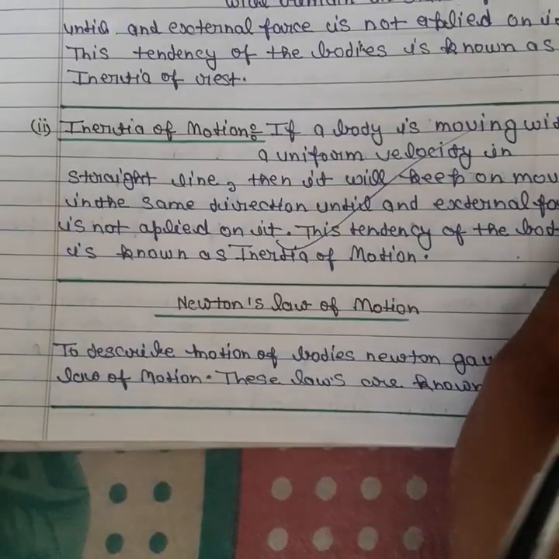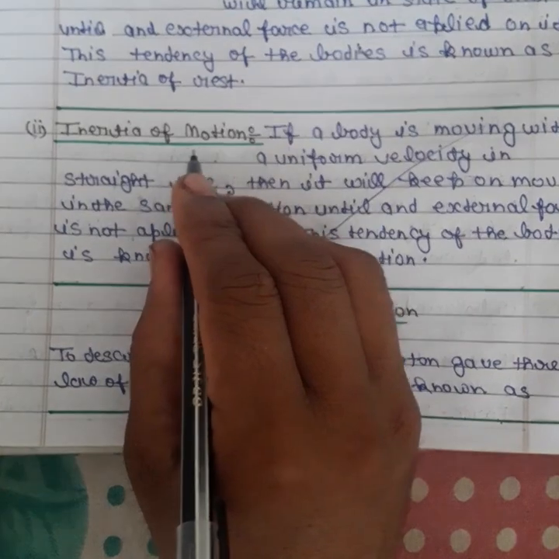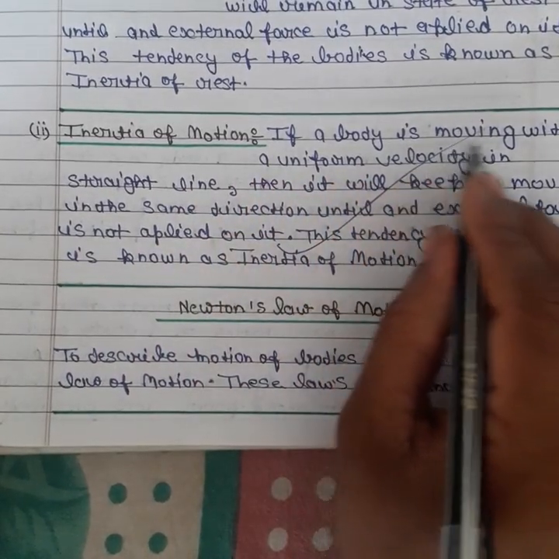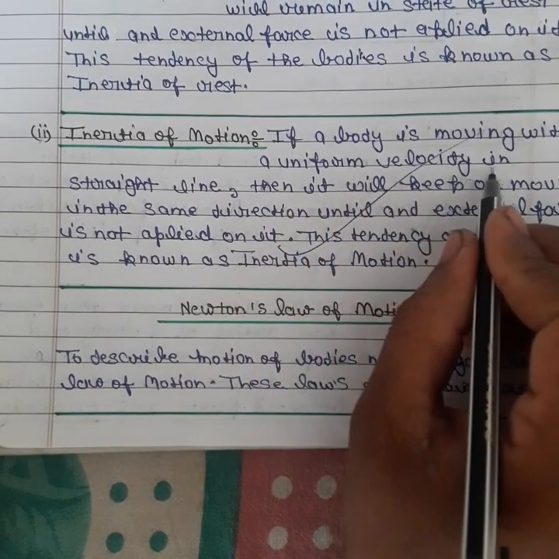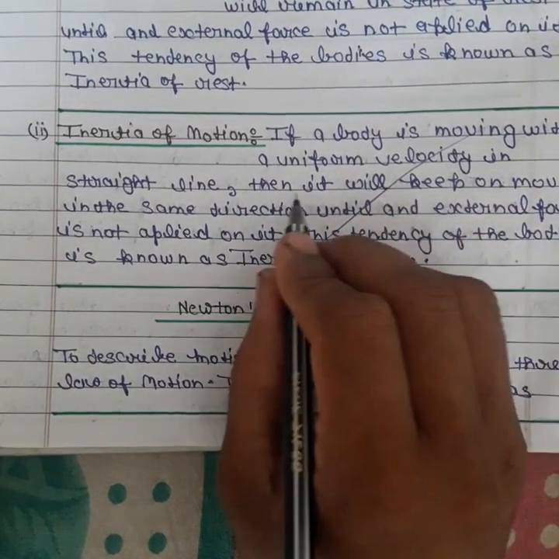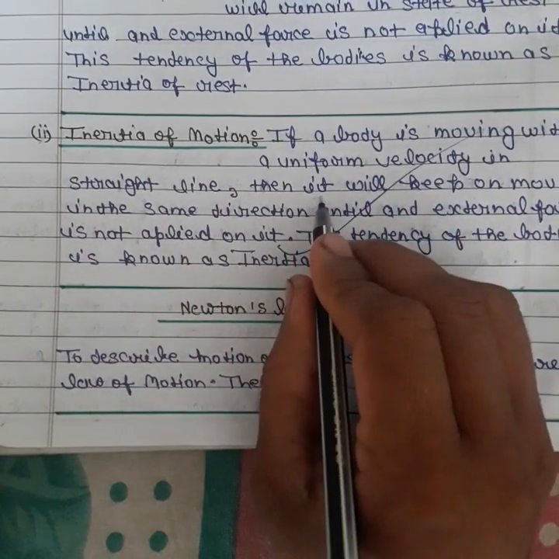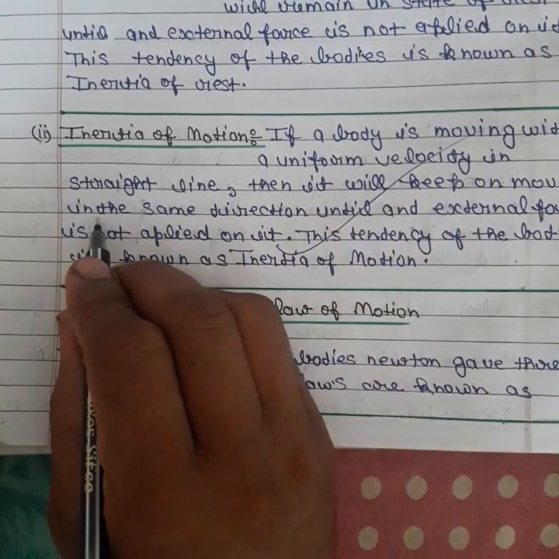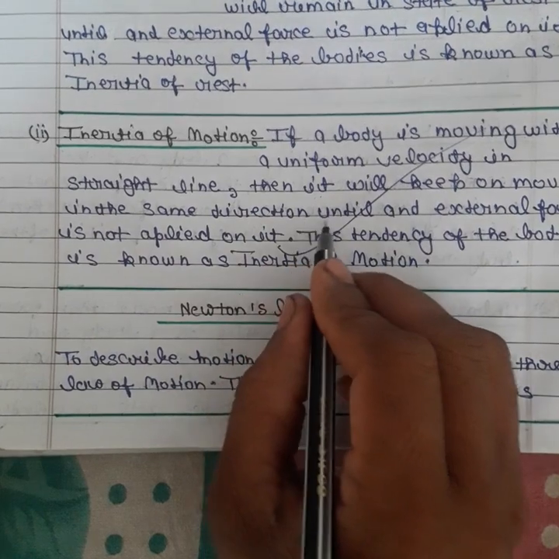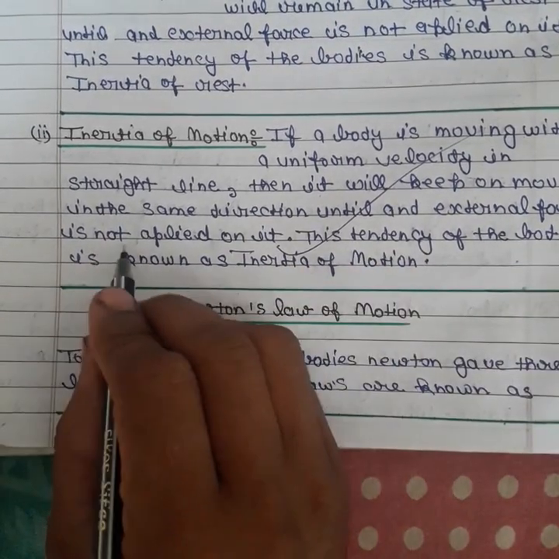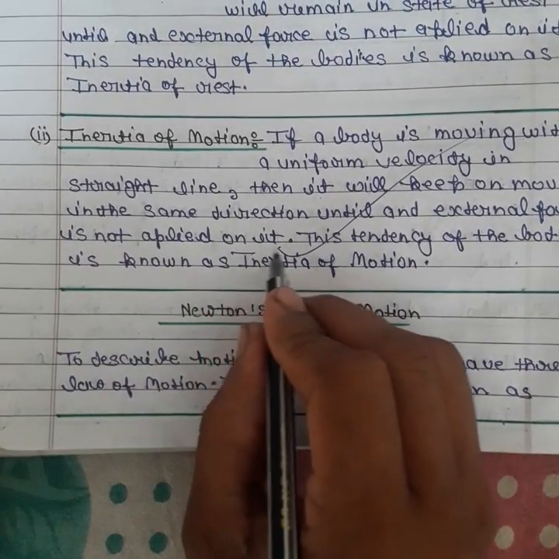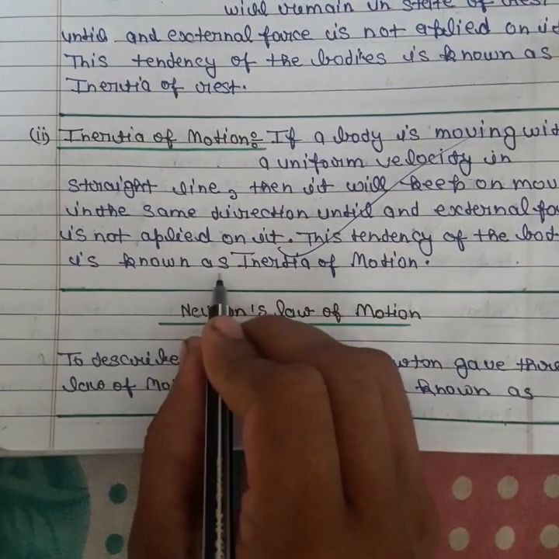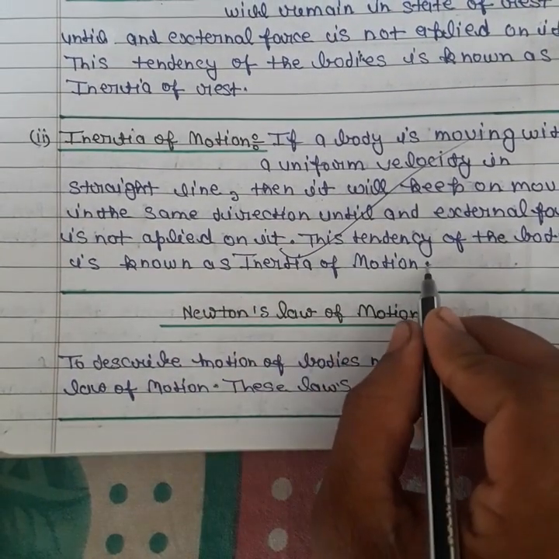And next topic is inertia of motion. If a body is moving with a uniform velocity in a straight line, then it will keep on moving in the same direction until an external force is applied on it. This tendency of the bodies is known as inertia of motion.